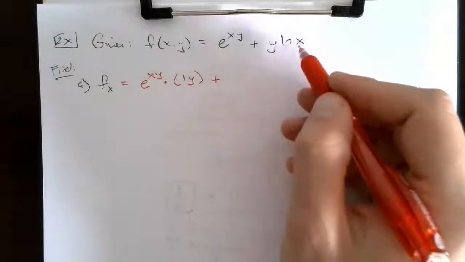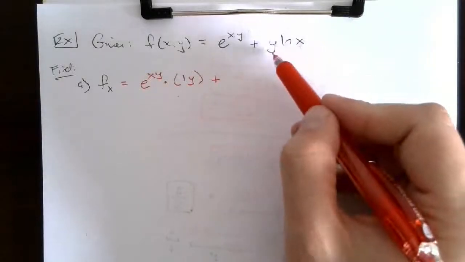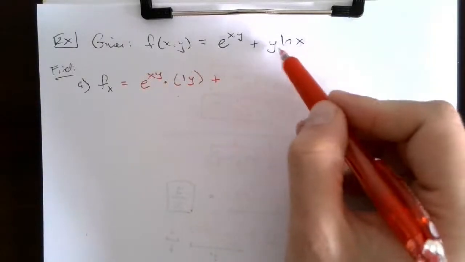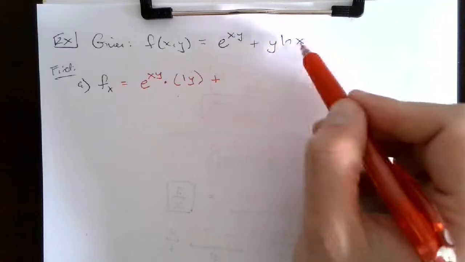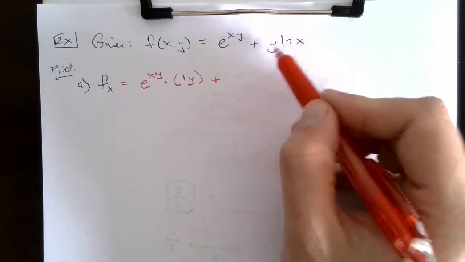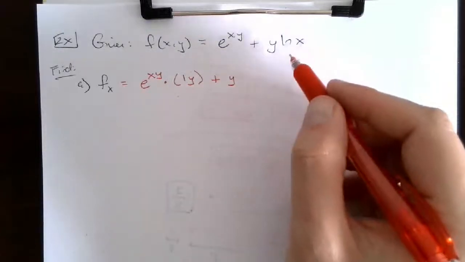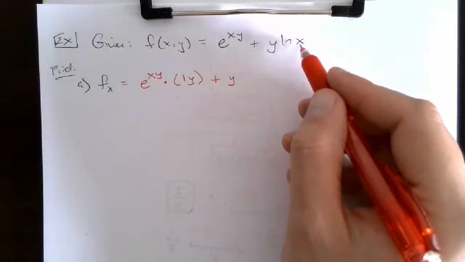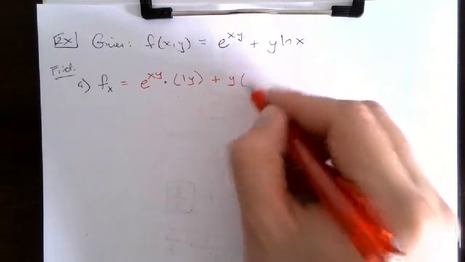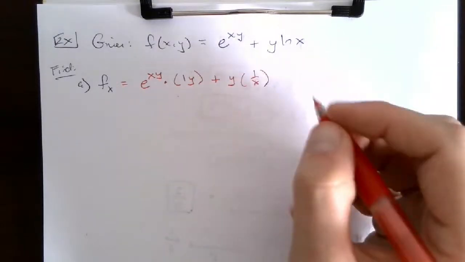Plus, we have y natural log of x. Well, this is a product, but it's a constant, right? Y is a constant times a function. So for a constant times a function, the constant will stay in front, so y will stay in front, times the derivative of the function. The derivative of natural log of x is just 1 over x.